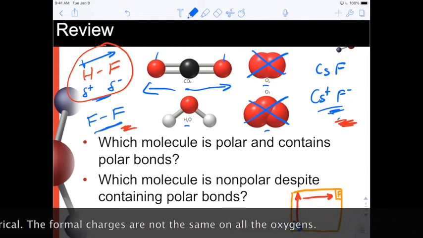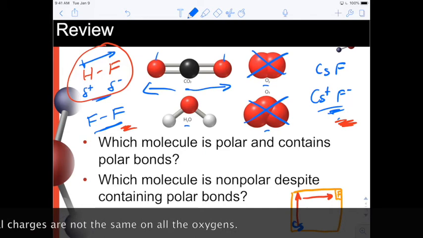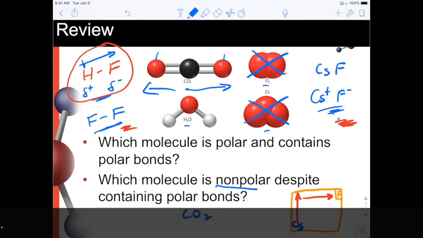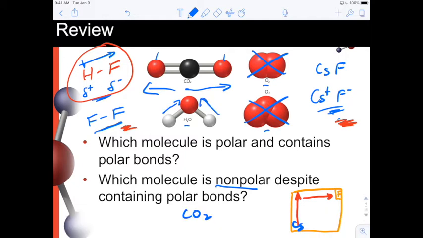You wind up with a nonpolar molecule despite containing polar bonds. So the answer to this one is CO2. Leaving water as the answer to the first one, which is obvious. We have oxygen pulling in this direction and this direction, away from the hydrogen. You get a net dipole moment in this direction. So that is the answer to the first question.